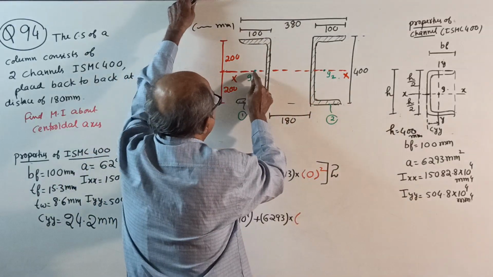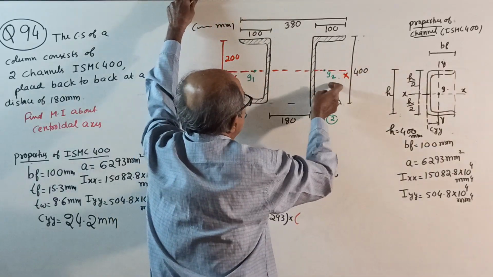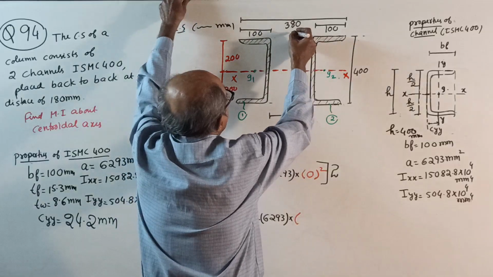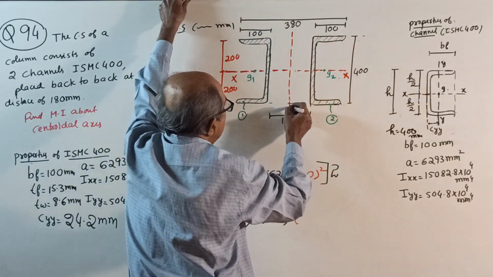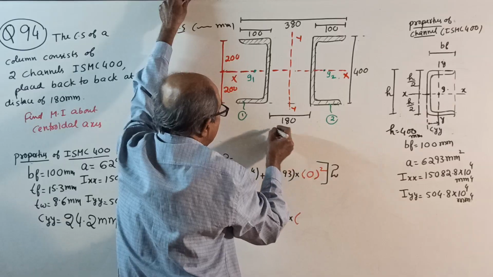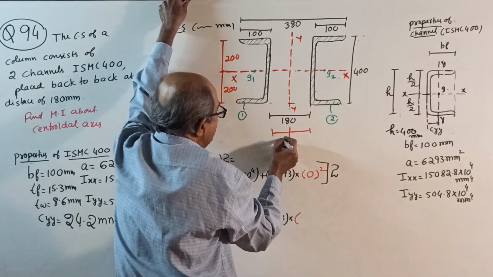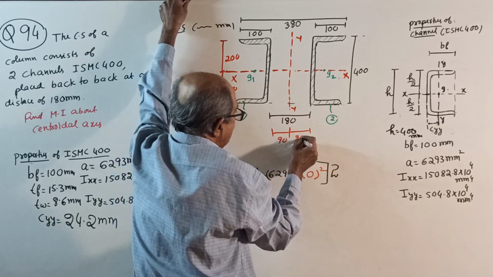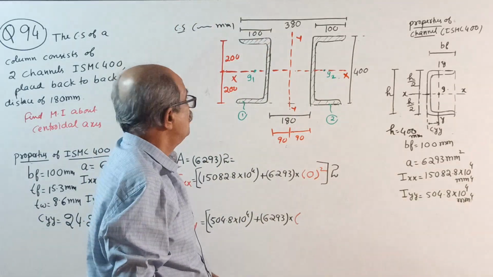YY, this is the center for the component, but for these two channels together, the centroidal axis will come exactly here due to symmetry. This is YY. This distance and this distance are required. 180 means 90 and 90. This distance, if required, is 100 mm.